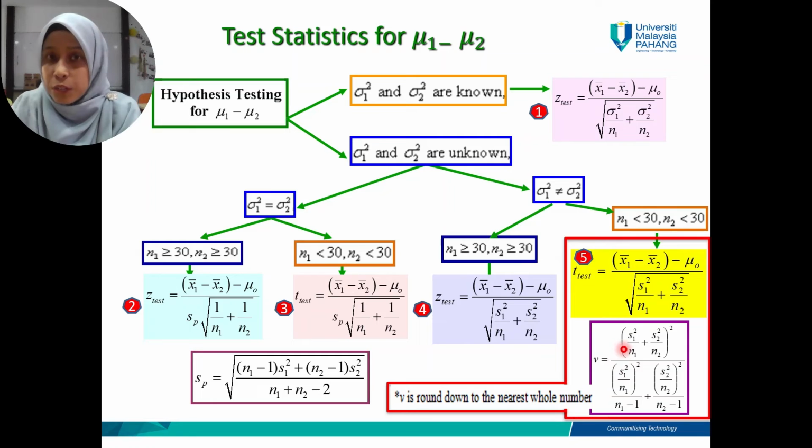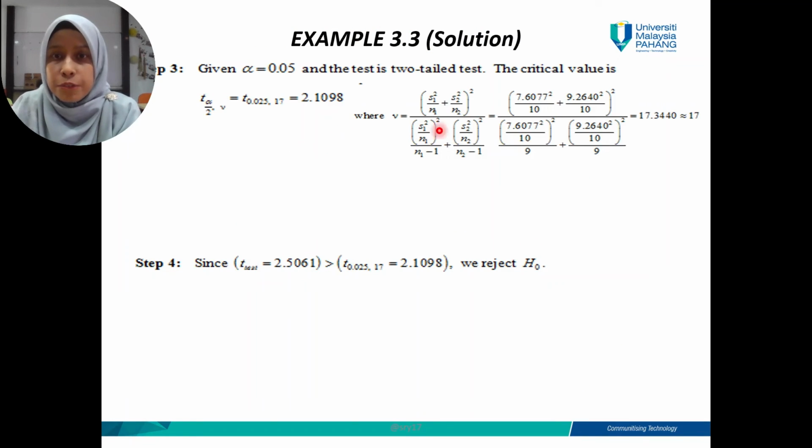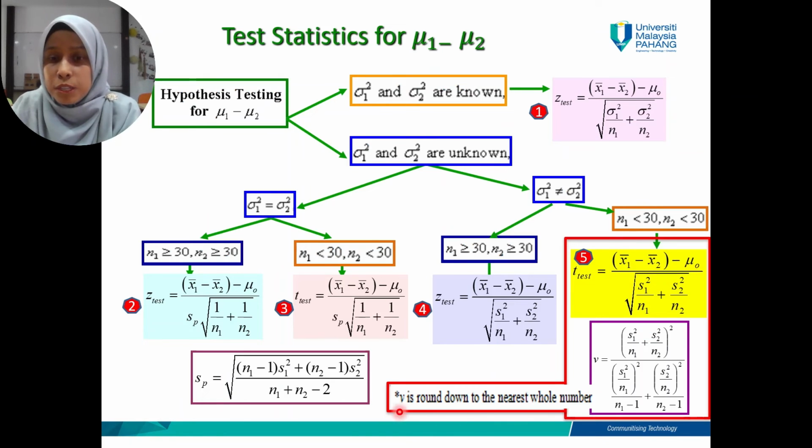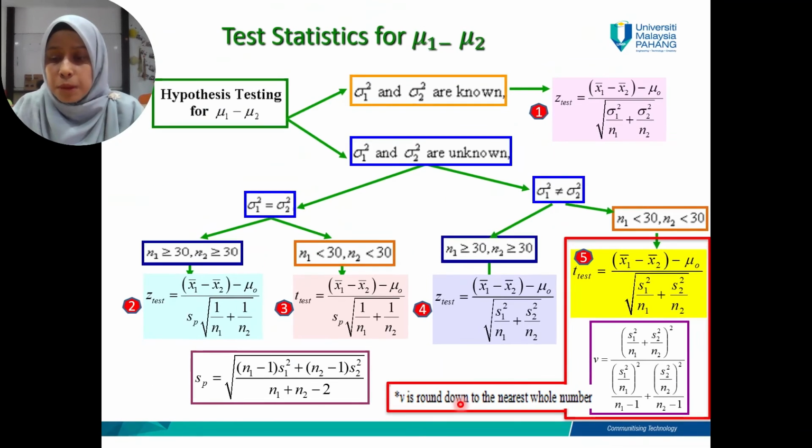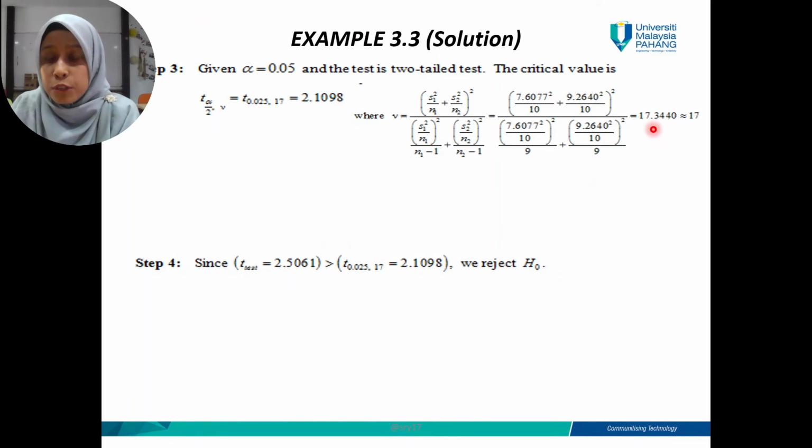Okay, now we're going to use this formula to calculate the degree of freedom. Substitute all the values accordingly. You should get 17.3440. According to the rule here, we need to round down to the nearest whole number. So from 17.3440, if you round down, it'll be 17, not 18, but 17. So the degree of freedom here is 17.